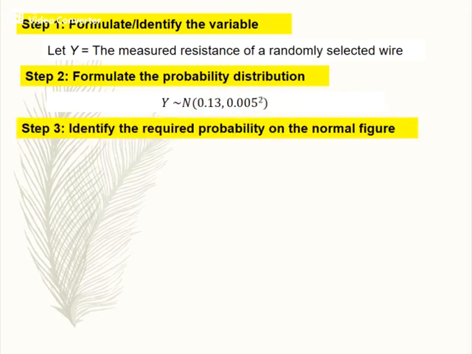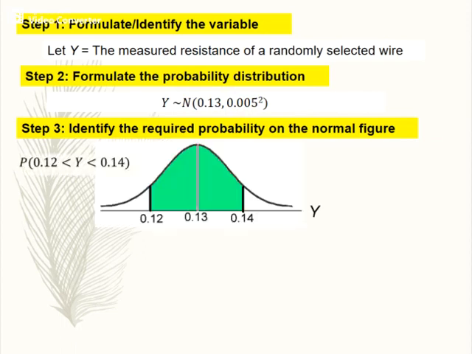Step 3, identify the required probability. In this case, they ask you to find the probability that Y is between 0.12 and 0.14. I think, especially while you're still starting off, you should draw the curve for yourself and then shade it in so you can clearly see what you're looking for. As soon as you're more comfortable, you're welcome to leave it out.